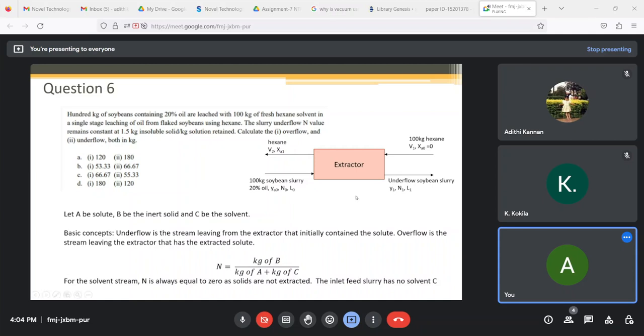So this N is what is given as 1.5 kg of insoluble solid per kg of solution for this stream, that is the underflow. So for this we already know what is N1.